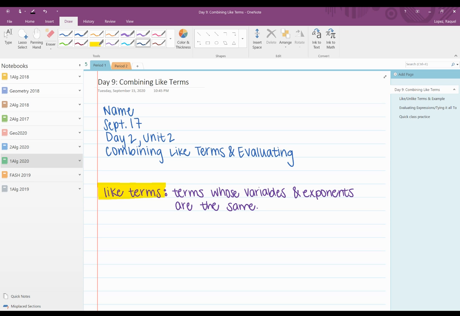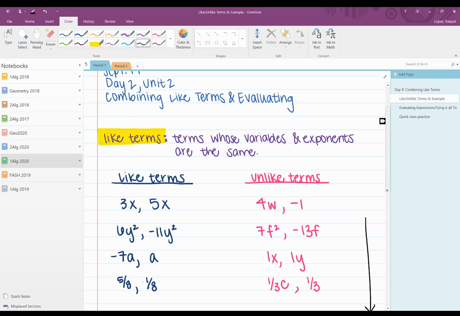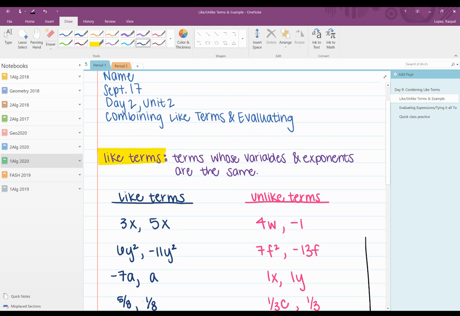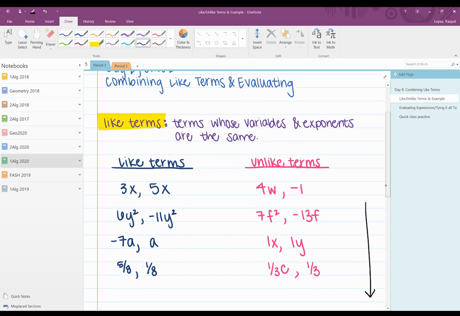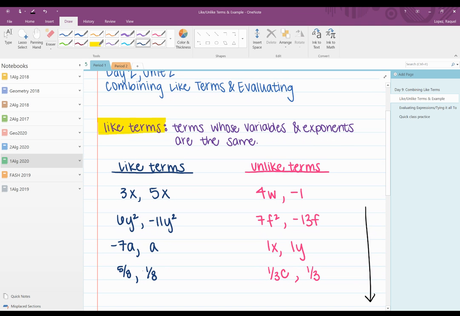So what are like terms? Like terms are terms whose variables and exponents are the same. And on the next slide, we've got some examples. Again, if you need to pause the video to write down anything, go ahead and do so and then play the video. Like terms are the ones written in blue on the left. Things like 3x and 5x are like terms, 6y squared and negative y squared are like terms. Negative 7a and a are like terms, and 5/8 and 1/8 are like terms. They're like terms because both of these have an x, both have a y squared, both have an a, and these are just regular numbers, fractions.